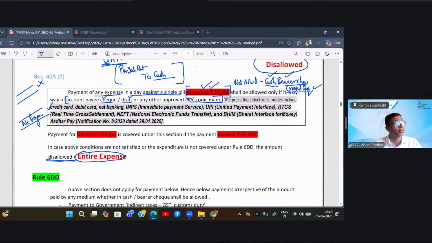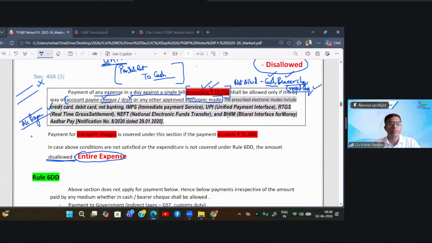So for small expenses, let us say you are going for some office work to the bank using a rickshaw, and the rickshaw wala charges you 200 rupees, it will be cash. It is okay, because over there, expense in a day is not exceeding 10,000. So a single bill should exceed 10,000 in a day. Then this section comes into picture.